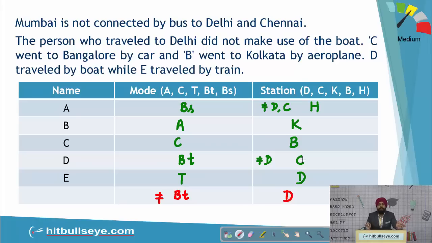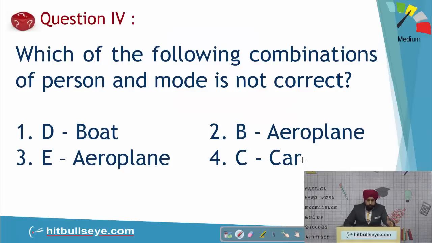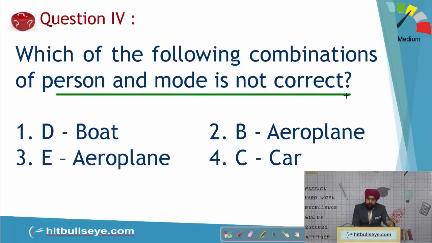Right, students, so the table is ready. You can answer the questions. Let's have a look at the first question on this. It was, which of the following of persons and mode is not correct?